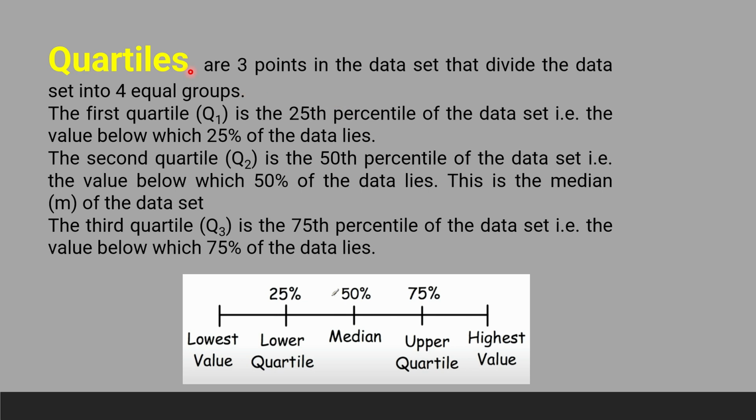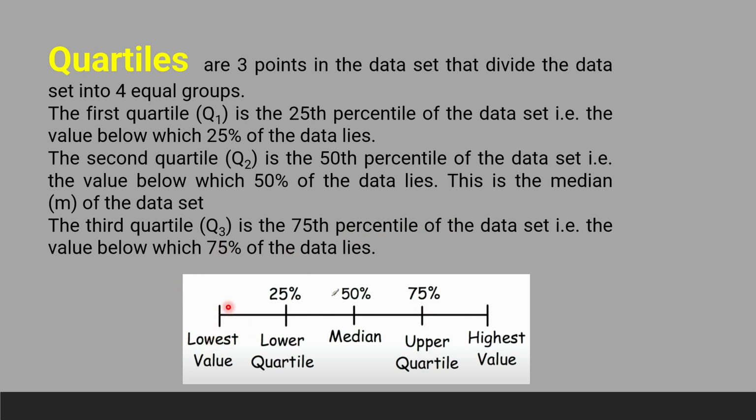Next is the quartiles. So what are quartiles here? Quartiles give us 25% of the data, then 50%, and lastly 75% of the data. Quartiles are 3 points in the data set that divide the data set into 4 equal groups. The first quartile is the 25th percentile of the data set, that is the value below which 25% of the data lies. The second quartile is the 50th percentile, also known as the median, and 50% of the data lies below this quartile. And lastly the third quartile, that is the 75th percentile, which gives us 75% of the data.